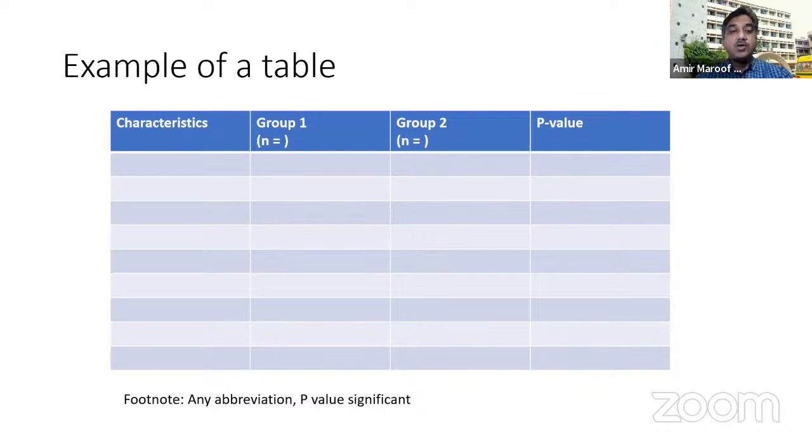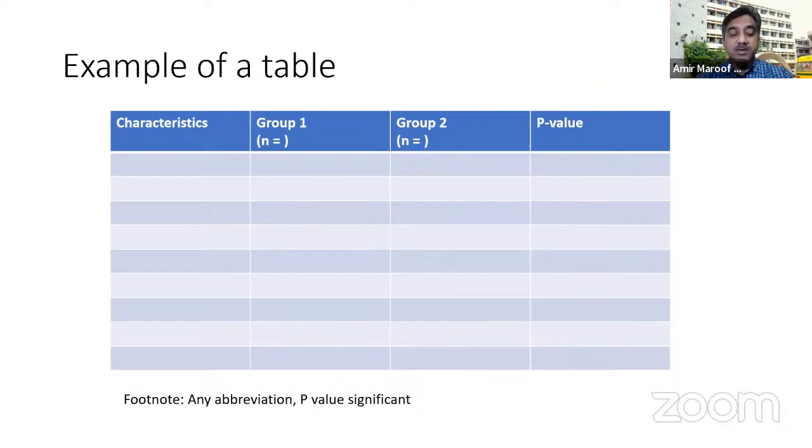There are horizontal rows and vertical columns. The first row will consist of the column headings, and in the first column you will have the rows. So all the cells of the first column will be the various variables, like age, gender, visual analog score, or some other thing. You will write the corresponding proportions, means or medians in the groups, and then you will write the p-value.